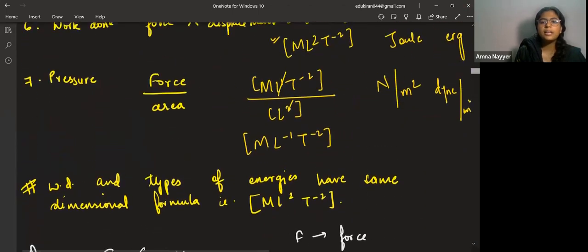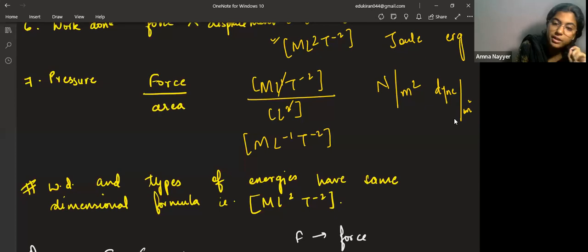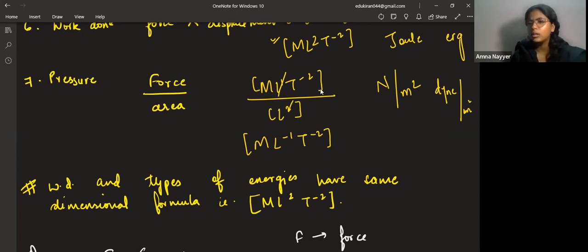Again, this point is very important. Work done and types of energies have the same dimensional formula, that is ML square T to the power minus 2. Fine, work done and all the types of energy. So in dimensional formula, the chapter is divided into 3 parts. First part is just making and writing the dimensional formula. Second part of this chapter involves finding out the formulas. Like if a formula is given, right hand side and left hand side, you will be equating it.